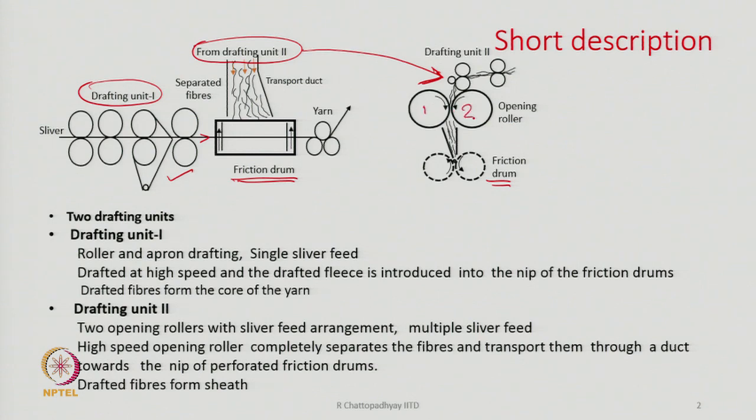In drafting unit 2, there are two opening rollers as you see here, opening roller 1 and opening roller 2. The opening rollers rotate at a very high speed, we will see at what speed they run, and here we feed multiple slivers. This is the sliver feed here. Not just one, we feed 5-6 slivers, whereas through drafting unit 1 we feed only one single sliver.